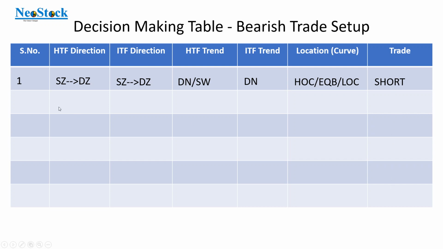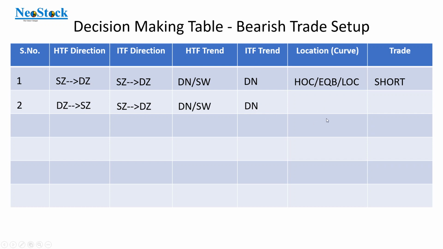Okay, now the second condition, against the HTF direction. What is against the HTF direction? Demand zone to supply zone. But even against the HTF direction, the ITF direction should always be in our favor. That means it is supply zone to demand zone, and with HTF trend down or sideways, the ITF trend should always be a downtrend.